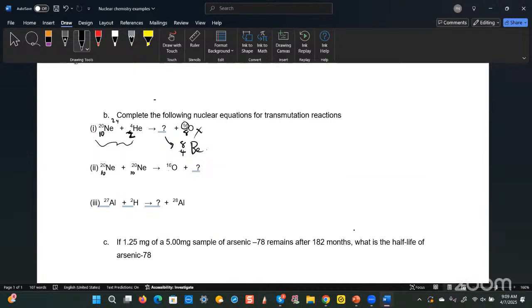And oxygen is again 8. So what would be the mass number for the element represented by the question mark? The total here is 20. And here we have 8. So what would be the atomic number for the element here?